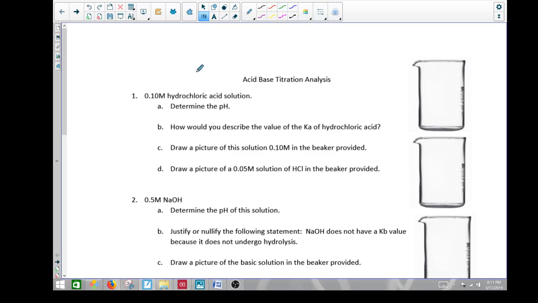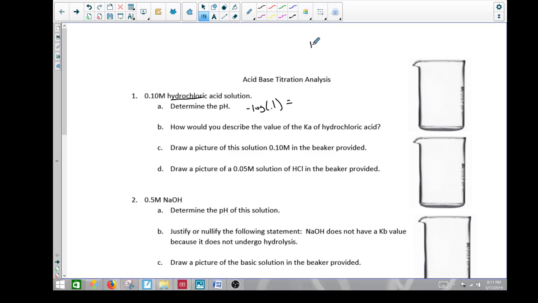All right, so a couple things here. One, can you determine the pH of a strong acid? You should be aware this is in fact a strong acid. So the pH for a strong acid is just the negative log of the 0.1. And at this point, you really shouldn't need a calculator for this.